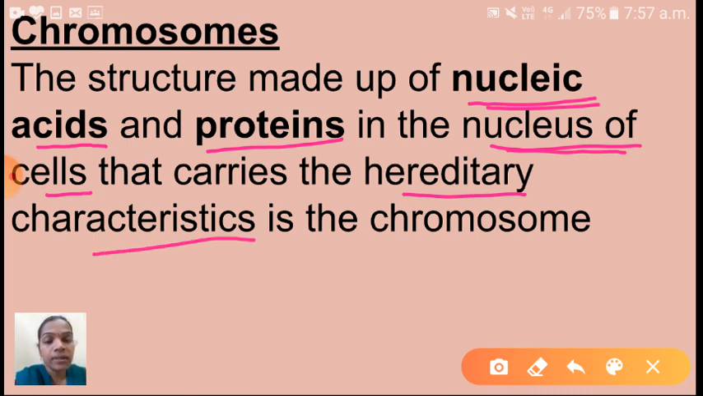Chromosome. So children, three things you have to remember: the chromosome is made up of nucleic acids and proteins, it is present in the nucleus of cells, and third, it carries the hereditary characteristics. With the help of this chromosome, the hereditary characteristics will transfer from one generation to the next generation. Now in this session I will discuss what the types of chromosomes are. We will see one by one.